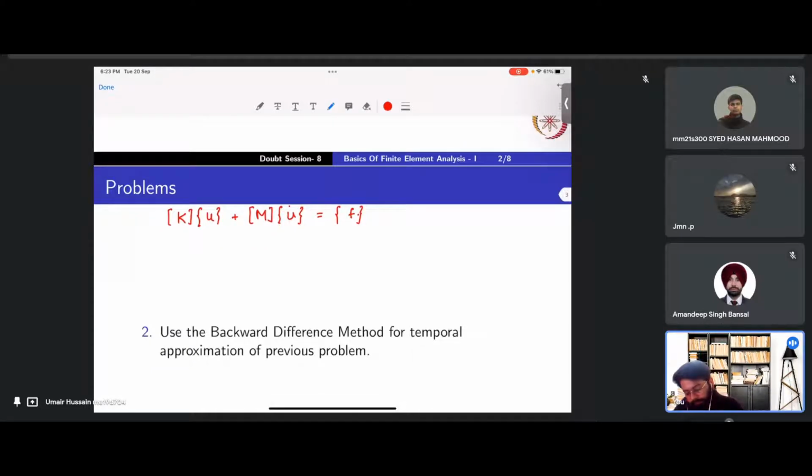So our alpha family of approximation says that (1 minus alpha) times u dot at s plus alpha times u dot at s plus 1 is equal to (u at s plus 1 minus u at s) upon delta t at s plus 1. So yes, this is what the equation looks like.